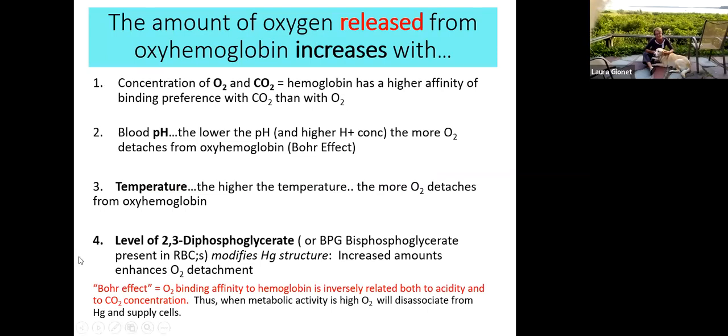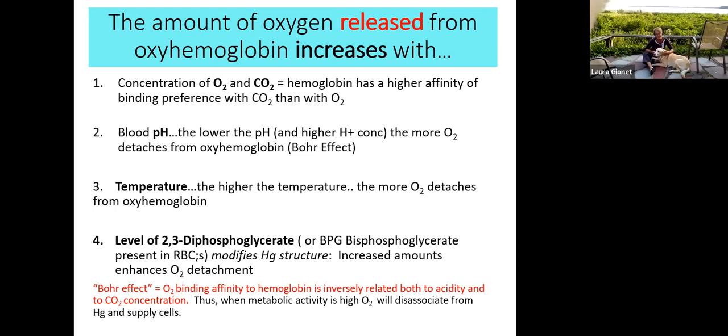The amount of oxygen released from oxyhemoglobin increases with, and let me explain this to you. Hemoglobin, of course, you've learned this in the first chapter of blood, is a quaternary protein structure with a heme group in the center with an iron molecule that binds to oxygen. Without any oxygen bound to it, the molecule is called deoxyhemoglobin. When oxygen binds to it, it's called oxyhemoglobin, or think about oxygenated hemoglobin. And when carbon dioxide binds to it, it's called carbaminohemoglobin. I know it's a mouthful.